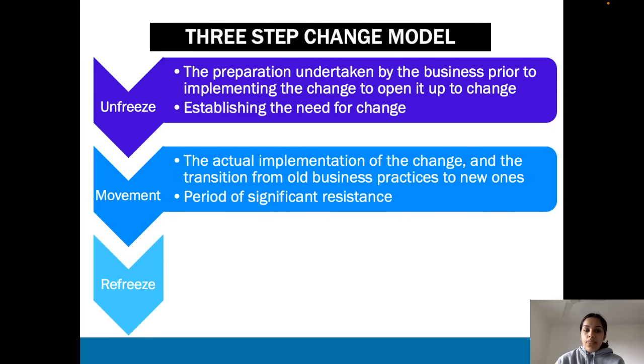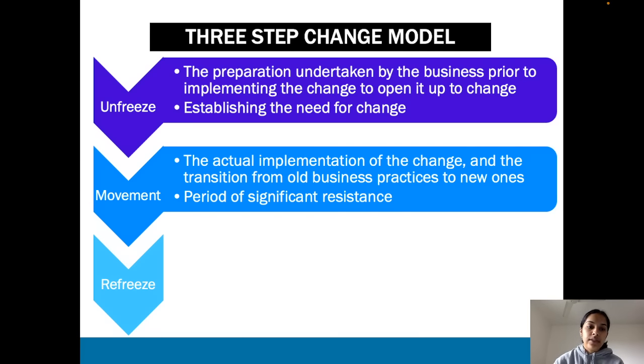Movement. This is when the actual implementation of the change is occurring. This is where the business is actually transitioning from its old practices to its new ones, so literally undergoing that change. Since it is that period of change, this tends to be the period of the most significant resistance. Employees might voice their concerns, like, what's happening? Why is it happening? There might be some issues there.